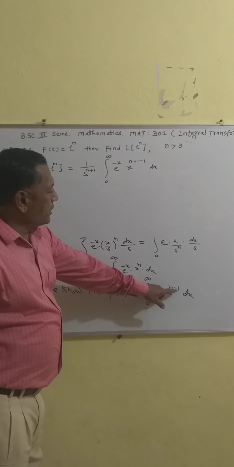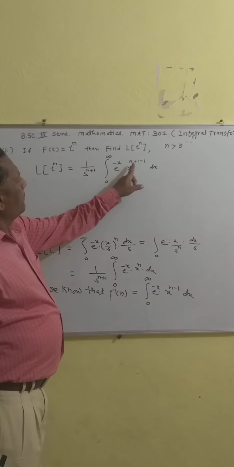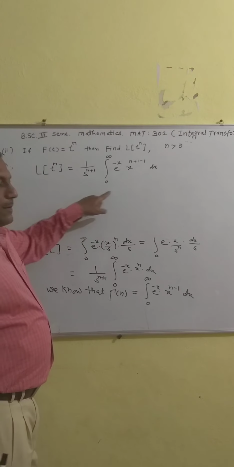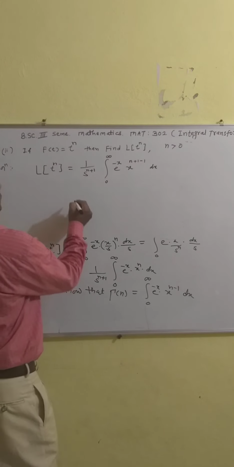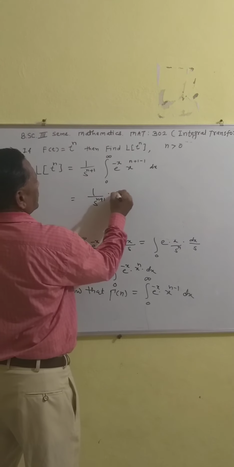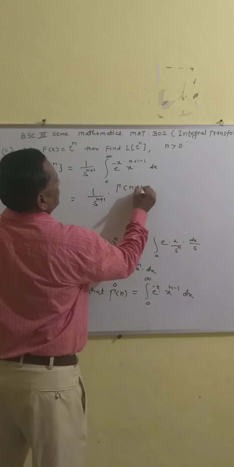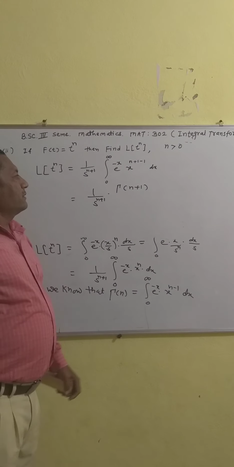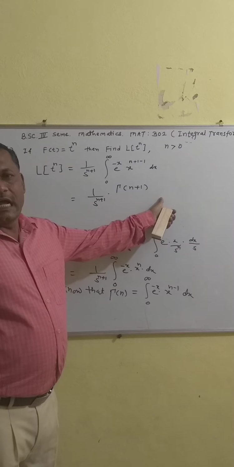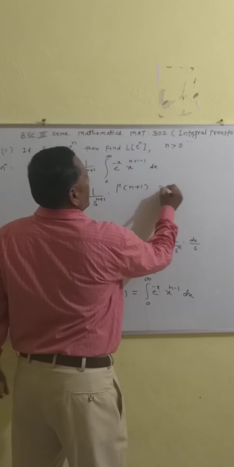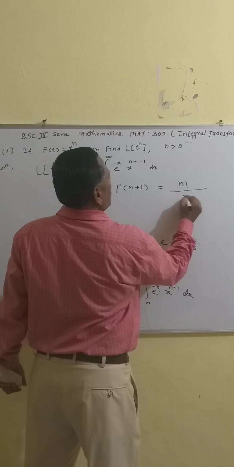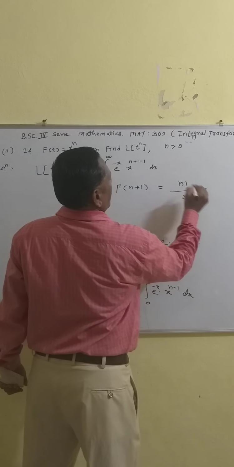So here x raised to n minus 1 means gamma of n is equal to this. So what is this term? This is gamma of n plus 1. So it is equal to 1 upon s raised to n plus 1 into gamma of n plus 1. And also you know that gamma of n plus 1 is factorial n. So this can be written as factorial n upon s raised to n plus 1.